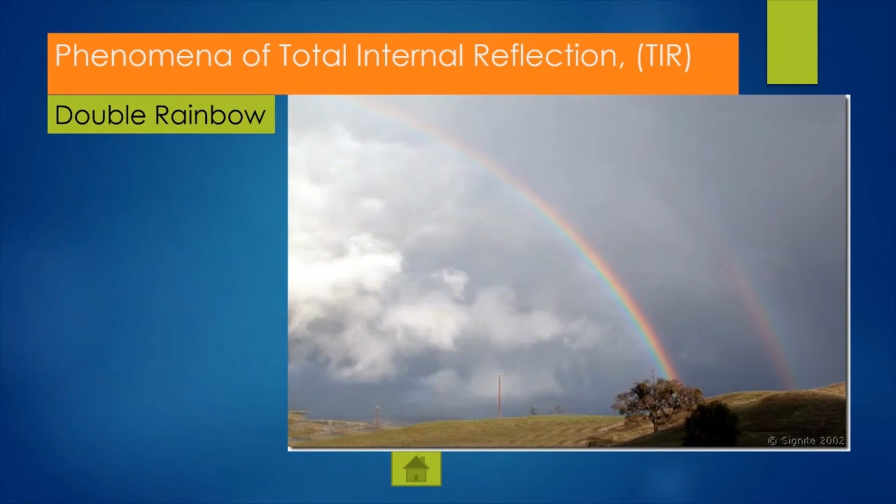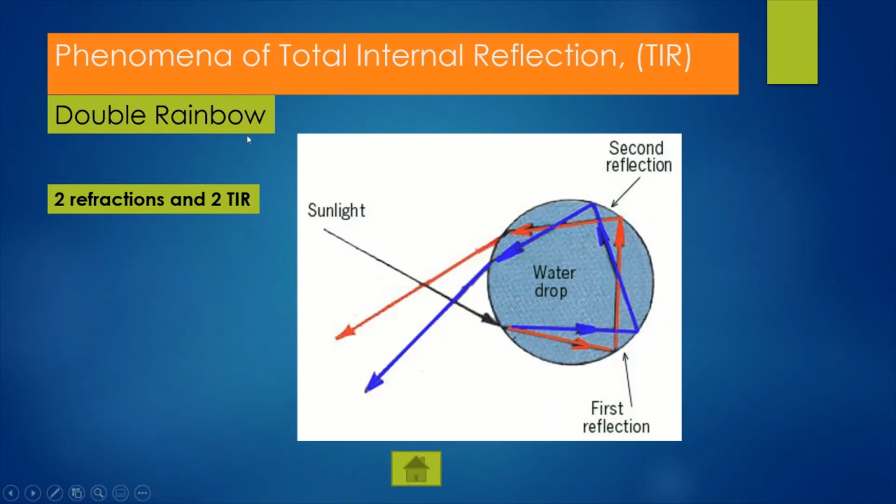But sometimes we also see a double rainbow. So you see, this is a primary rainbow and there is a secondary rainbow here. So how does a double rainbow occur? A double rainbow takes 2 refractions and 2 total internal reflections. Sunlight goes into the water droplet, is refracted, undergoes total internal reflection once, then total internal reflection a second time, because the angle of incidence is still more than the critical angle. And only after that it is refracted out. So 2 total internal reflections, 2 refractions.